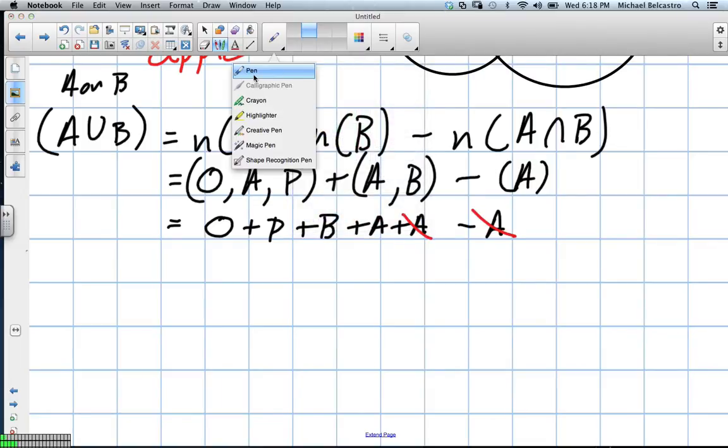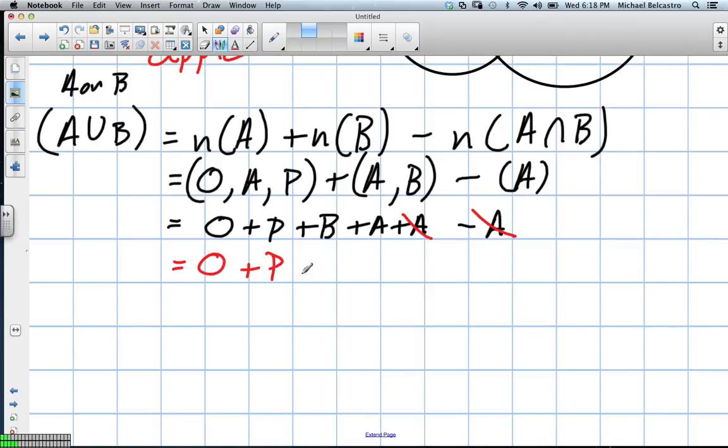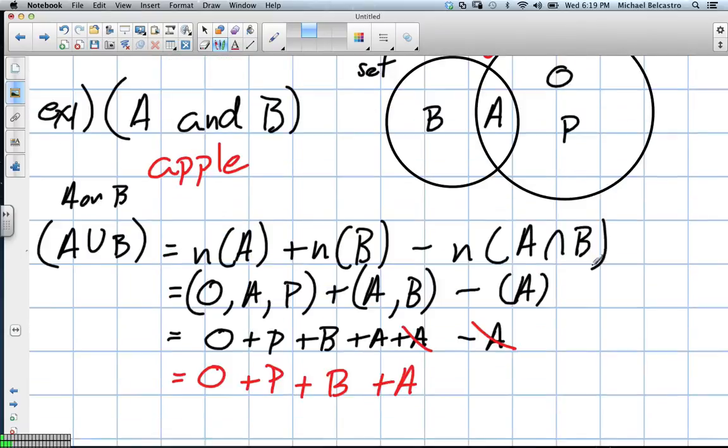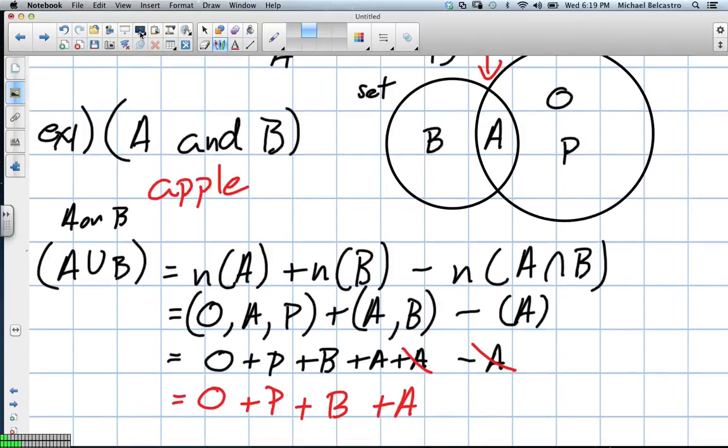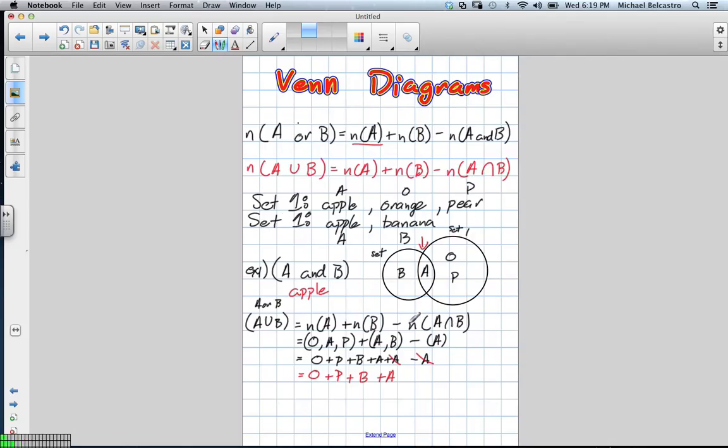So when they cancel out the other, what we're left with is an orange, a pear, a banana, and just one apple. And that's the possibility of A or B, okay? Because we took away the possibility of when they both happen. They both have apples, so we don't add an extra apple to it in this question. Okay? So that's how we set up that equation with our Venn diagram.